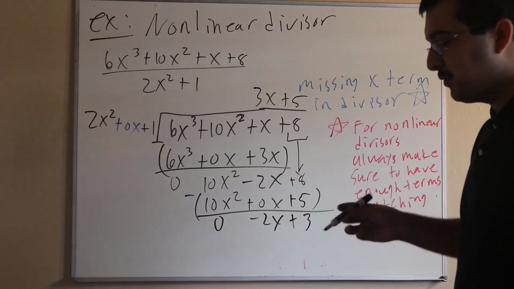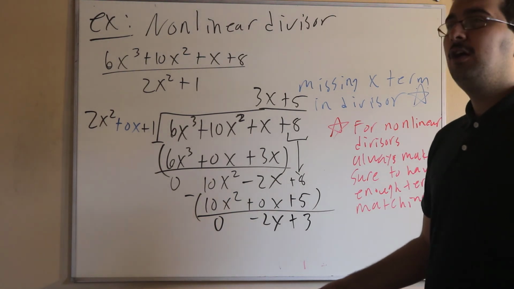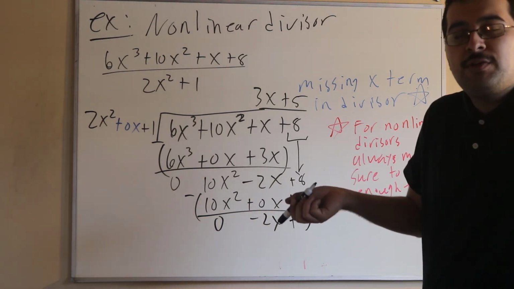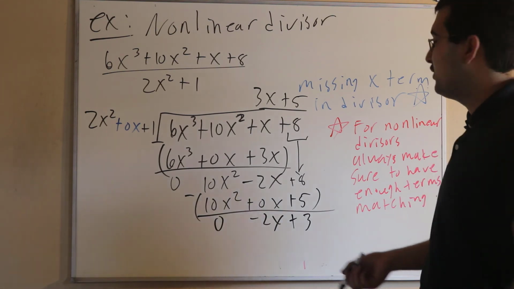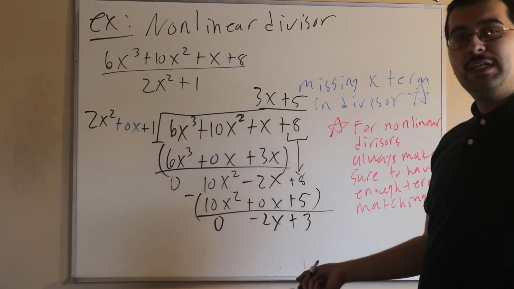So we have to ask ourselves, well, I still have a variable there, so do I stop my division? Well, when do you know to stop your division? You know when you have no other terms to pull down. So, do I have another term to pull down? Nope. That means I do actually need to stop my division.